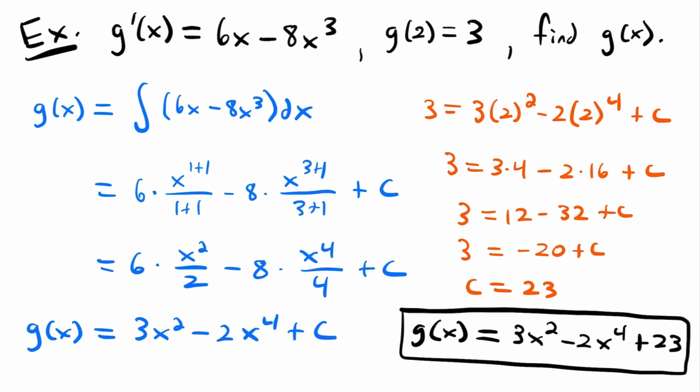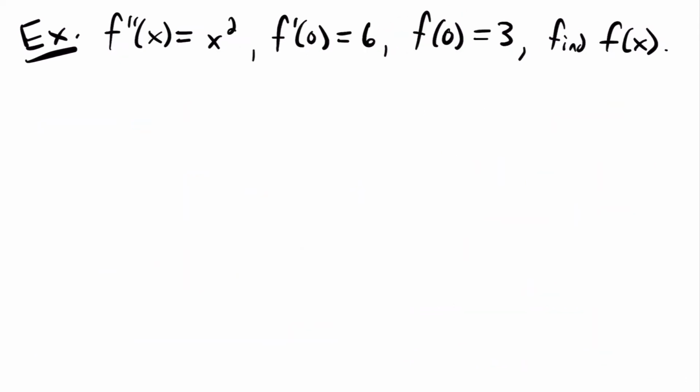Let's look at one more example. All right, so for our last example, we're going to be building off the concept that we worked with in the previous example. And so this time we have the second derivative of f of x, or f double prime of x, is equal to x squared. The first derivative evaluated at 0 is equal to 6, and the original function evaluated at 0 is equal to 3. And we want to find that original function, f of x.